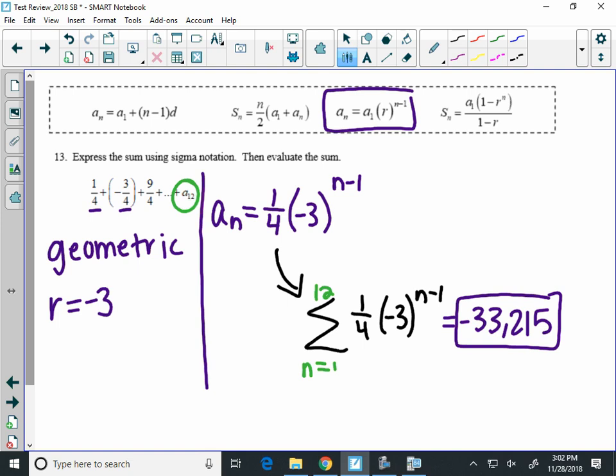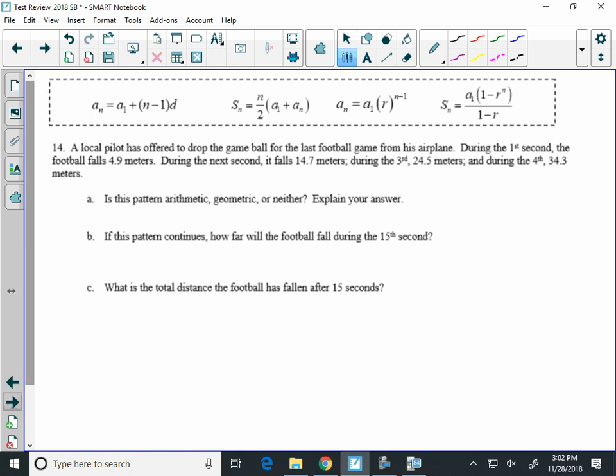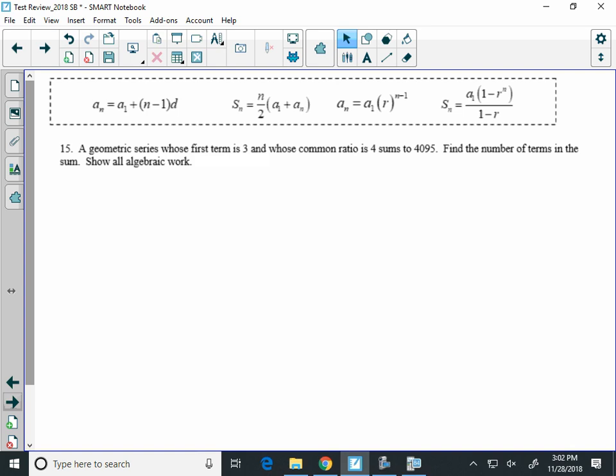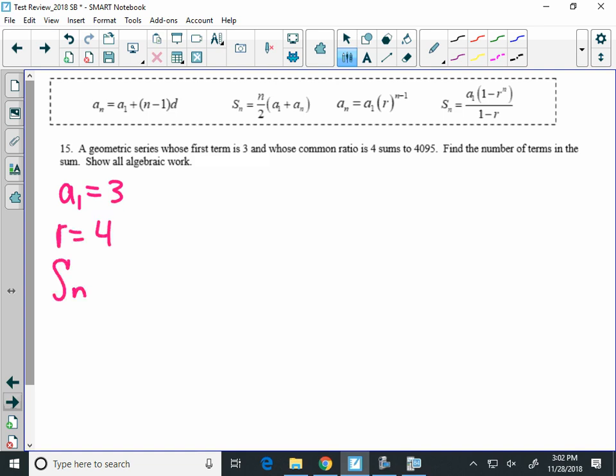All right, so let's switch gears from sigma notation a little bit. Let's jump to number 15. Number 15 says we have a geometric series whose first term is 3. So we know a sub 1 is 3. The common ratio is 4. And the sum is 4,095. All right, that's the information they give you. Find the number of terms in the sum.